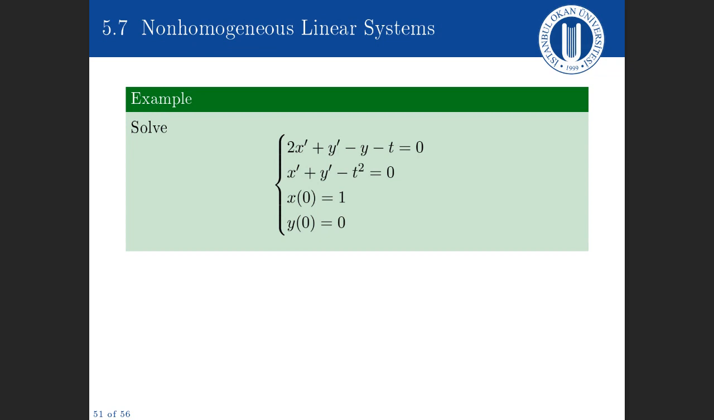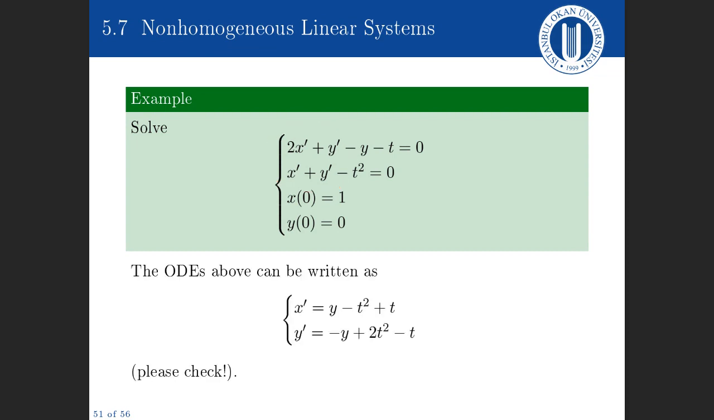Now, this is not in the standard form, because previously we always had x prime is equal to something, y prime is equal to something. But these two equations have both x prime and y prime. So we need to rearrange these first. And I leave it for you to check that these two differential equations can be written like this. x prime is equal to y minus t squared plus t. y prime is equal to minus y plus 2t squared minus t. Please check that for me. Please check there's no mistakes here.